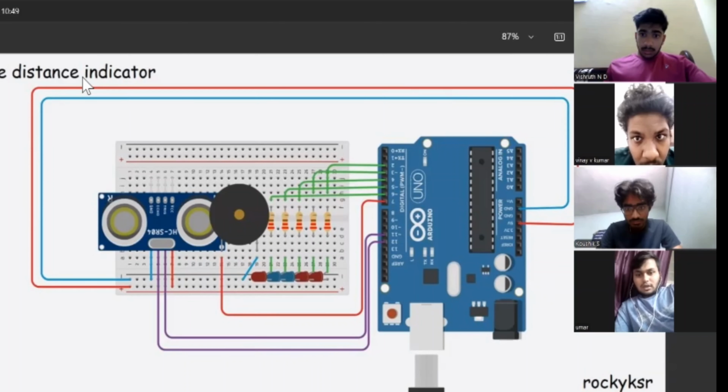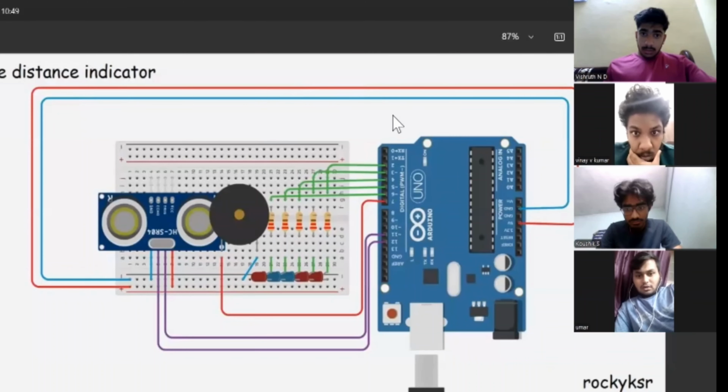And the fourth one is the buzzer for close warning. The buzzer turns on when the object comes very close. One pin is an Arduino digital pin and the other pin is GND. Arduino sends a high signal to activate the buzzer.